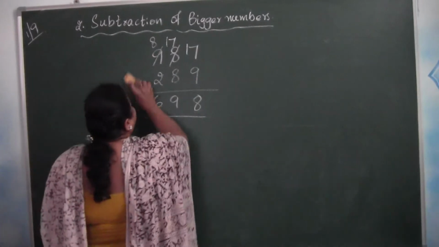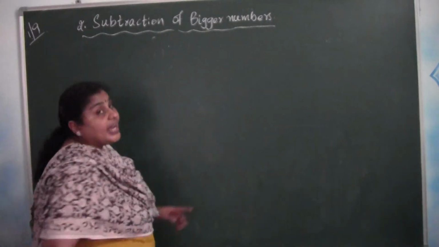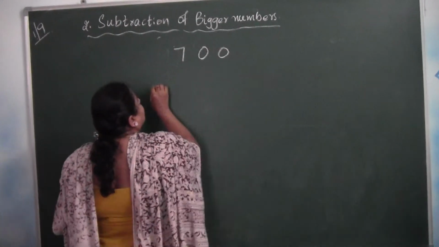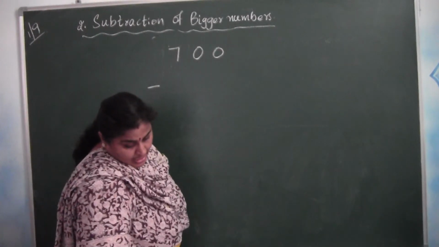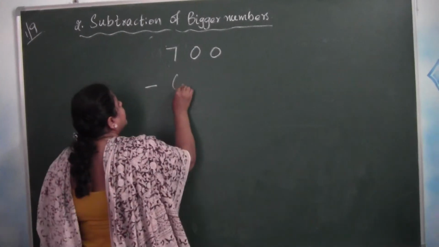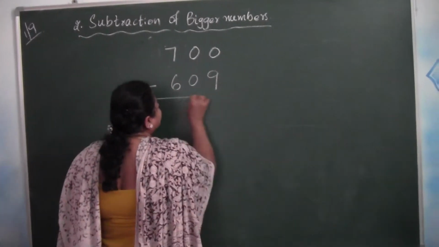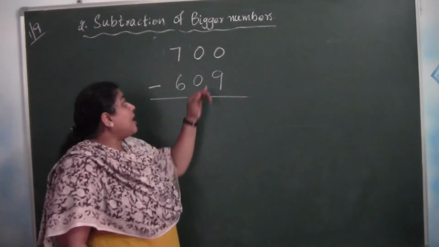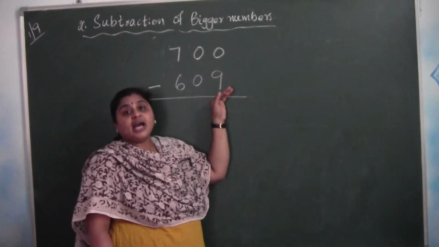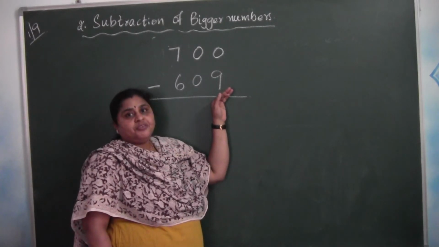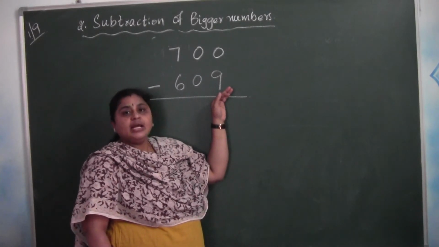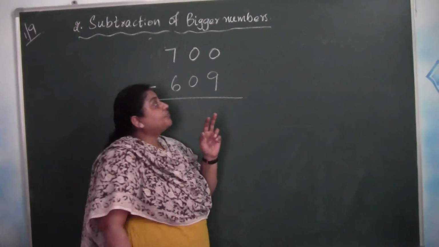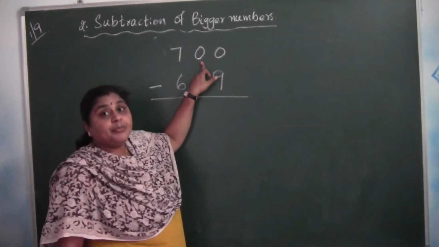The next problem what I am solving, listen very carefully, children. 700 minus 609. From 700 I am subtracting 609. Now from 0 can I take away 9? No, from 0 I cannot take away 9. What I am going to do? I am going to take borrow. Now from 0 can I take borrow, children?